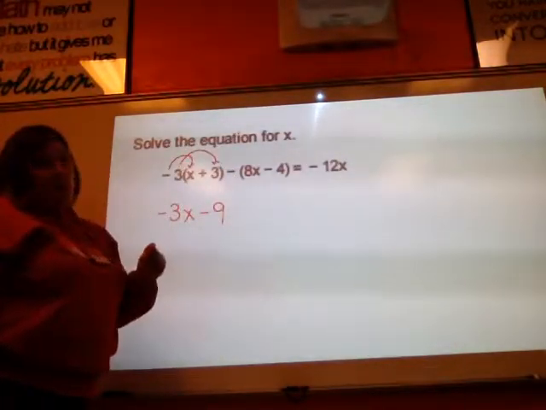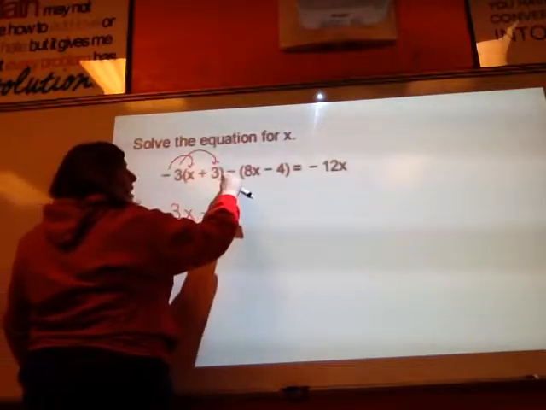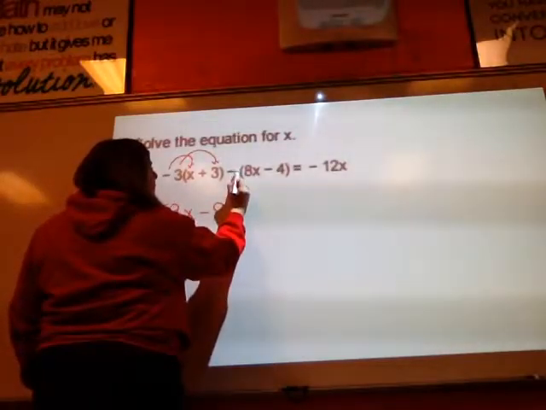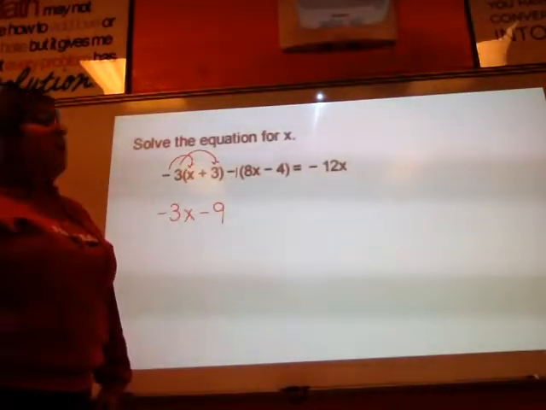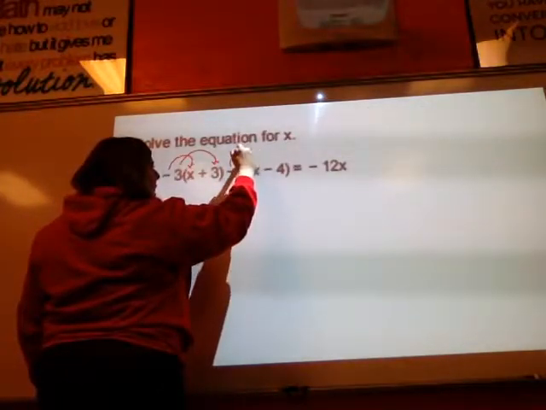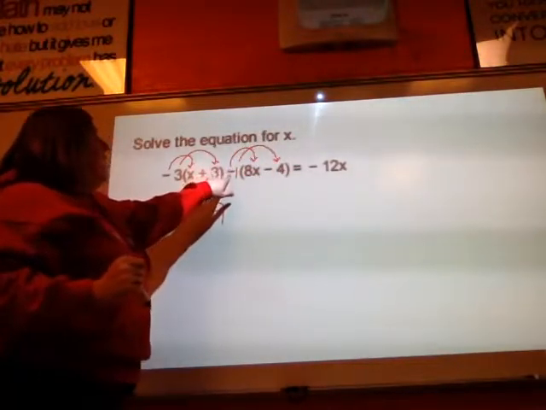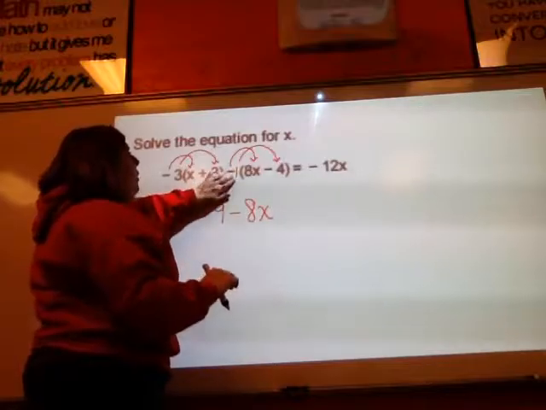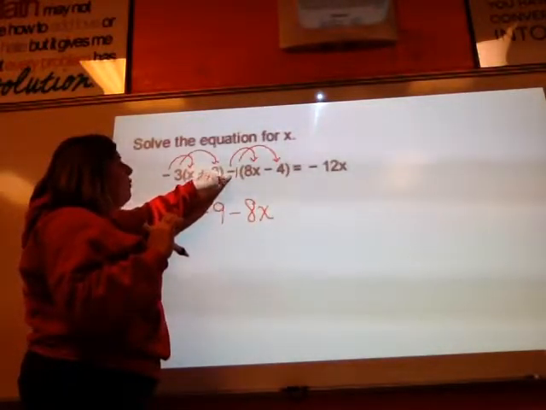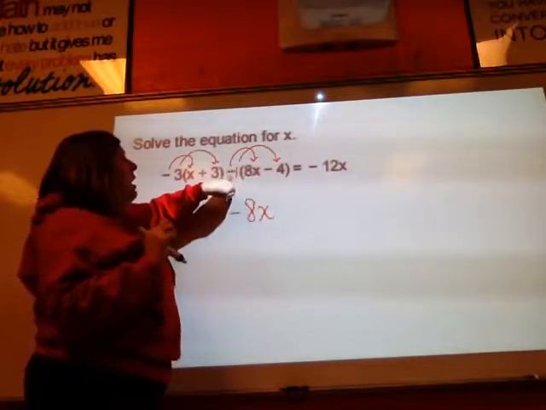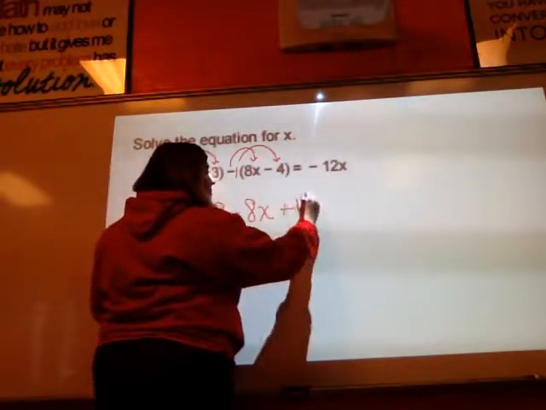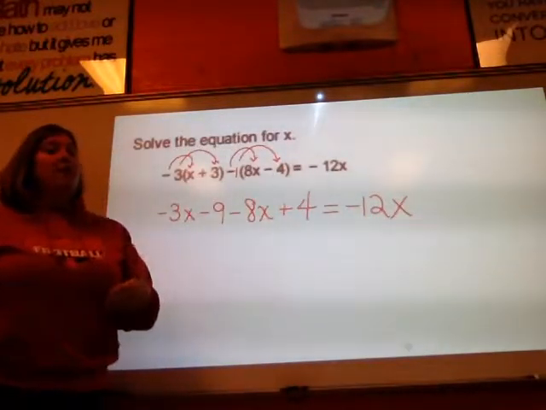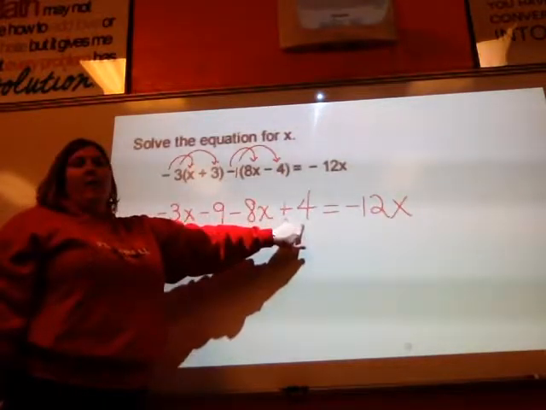Now, if you missed it, chances are you said, okay, I'm going to make that a negative 8x, and then you wrote down negative 4. But what you're forgetting is that there's a negative 1 right there. I've got to distribute that negative 1 to both terms inside that parentheses. So negative 1 times 8x is a negative 8x, which you most likely got. But what you probably forgot to do is take this negative 1 and multiply it by the negative 4. Negative 1 times negative 4 is a positive 4. And then that's just going to equal negative 12x.